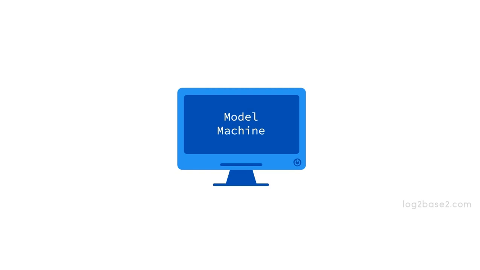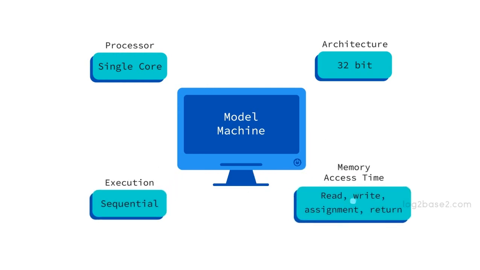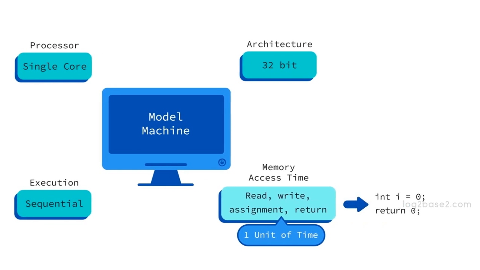And our model machine will have these features. It is a 32-bit architecture machine. It has a single core processor. It will execute instructions sequentially, that is, one after one manner, and it takes 1 unit of time for the basic operations like read, write, assignment, and return statements. For example, the instruction int i = 0 takes 1 unit of time, and the statement return 0 also takes 1 unit of time. So these kind of basic operations will take 1 unit of time.